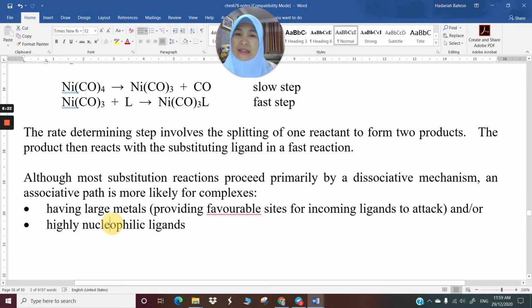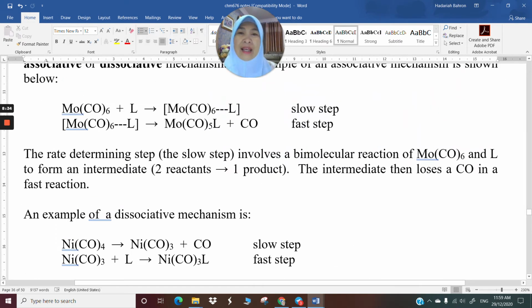And on the side of the ligand, any highly nucleophilic ligand will also prefer an associative mechanism, because a highly nucleophilic ligand is known for its affinity for the electrophile. The electrophile is your metal. If the oncoming ligand is very, very nucleophilic, no matter what happens, it will still attach itself to the electropositive metal. So the metal is electropositive. If the ligand is highly nucleophilic, it will attach itself no matter what. If it has to have 7 ligands around it, so be it.